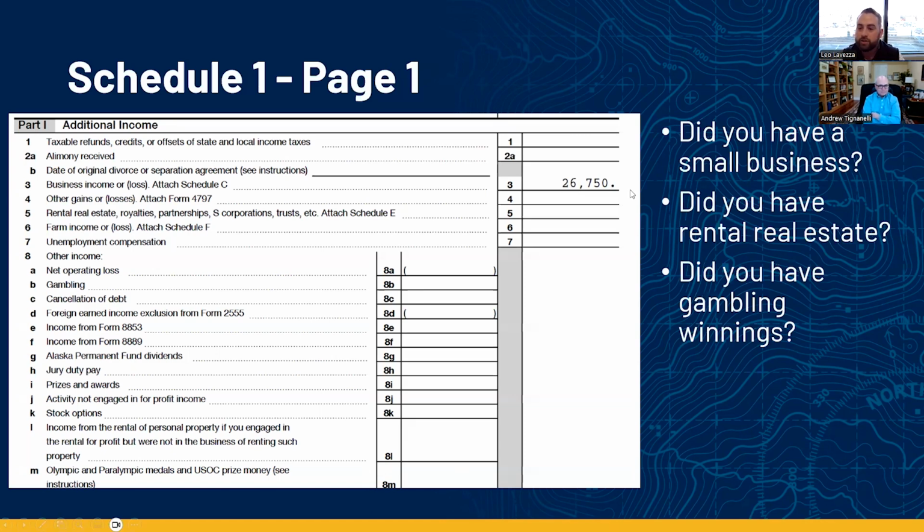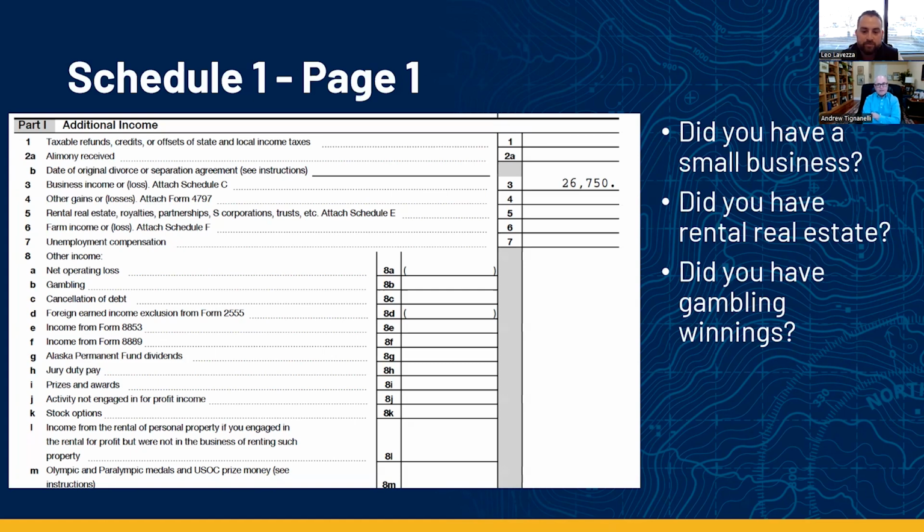Did you have any rental real estate? Were you part of an S corp or a partnership? That number is going to flow through to line 5 here. Did you have gambling winnings last year? That's a pretty new one. But if you've got gambling winnings, you want to make sure that number is on this Schedule 1 as well. Because if not, the IRS will definitely find out about it if you got a W-2G.